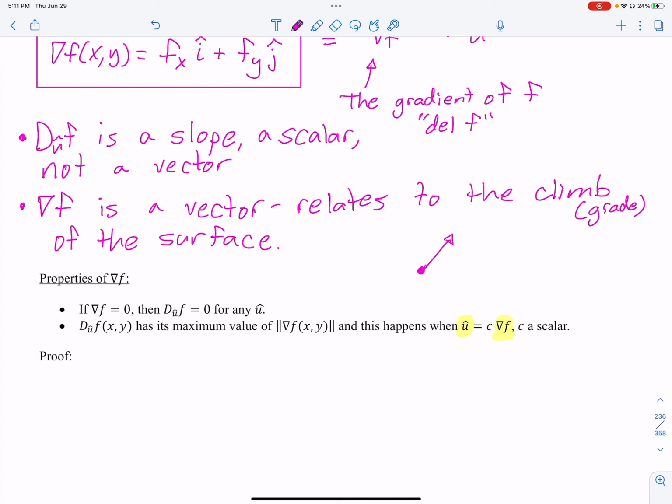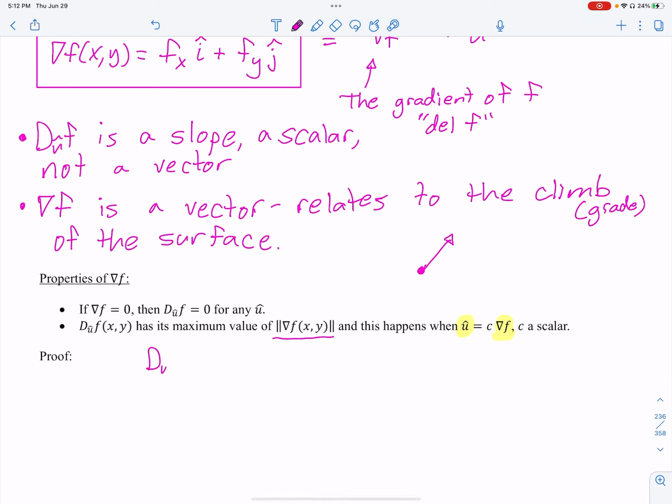It will point in the direction of the most change, most increase or decrease, right? Decrease typically goes, well, if I'm thinking magnitude, it's always going to be positive, so usually we think increase, but we could put a negative and make it a decrease. Okay, let's look at why this is.